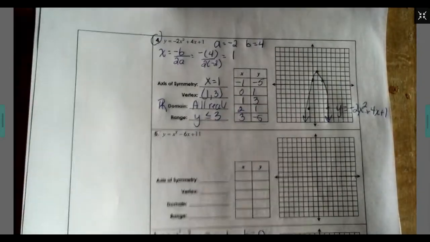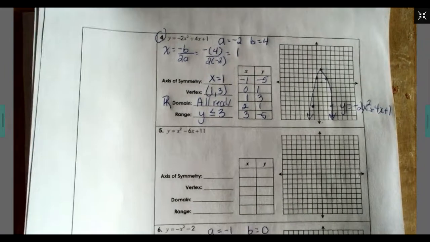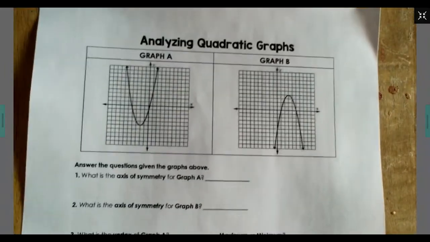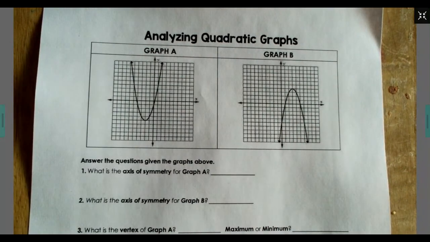Okay, so that is a refresher of what we did yesterday. I want to continue with that, but I want to turn to this page in your notes. This would be right after this section of notes. I want us to look at analyzing quadratic graphs. So we have graphs A and B, and we want to answer some questions about these two graphs.